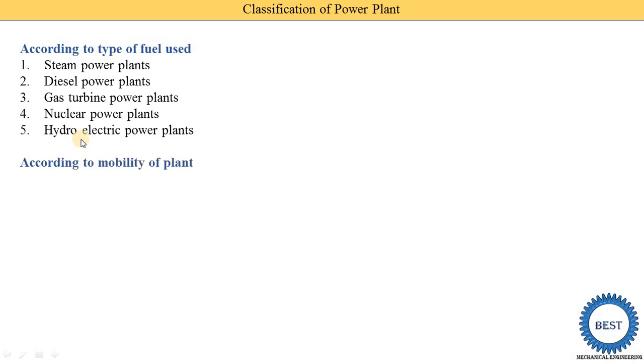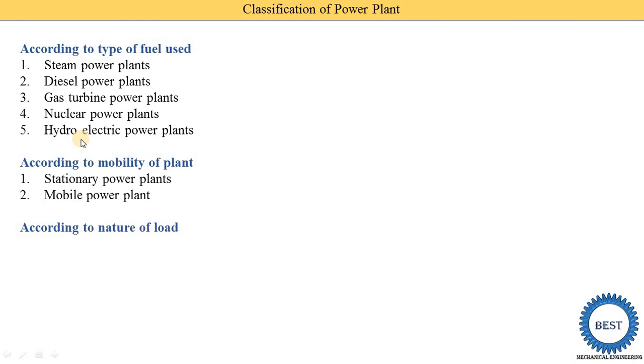Mobility of the plant means whether the plant is movable or fixed. The first is the stationary power plant. Stationary means the plant does not move from one place to another. It is fixed at one location, so it is called a stationary power plant. The second one is the mobile power plant. A mobile power plant can easily be moved from one place to another. Generally these types of power plants are installed on a truck or a trolley, so we can easily move them from one place to another.